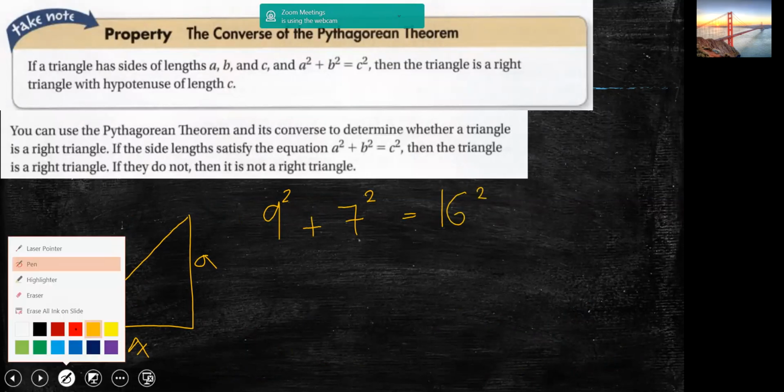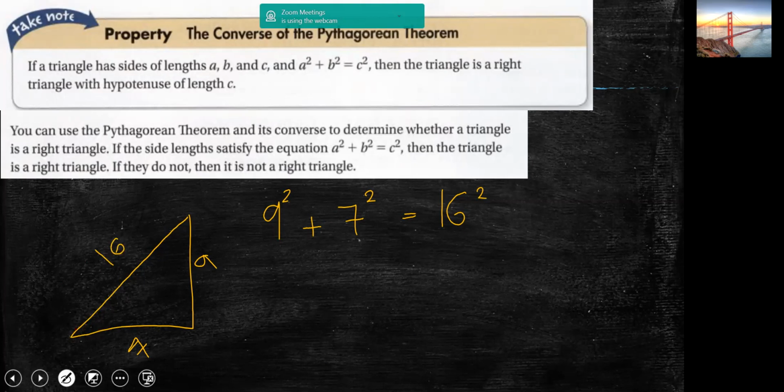So they give me the lengths of a triangle and they ask me if it is right or not. How can I know? I use the converse of the Pythagorean theorem, which is A squared plus B squared equals C squared. If A squared plus B squared is equal to 16 squared, that means the triangle is right. If it is not, the triangle is not a right triangle.